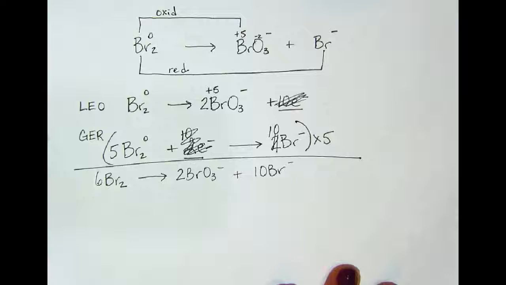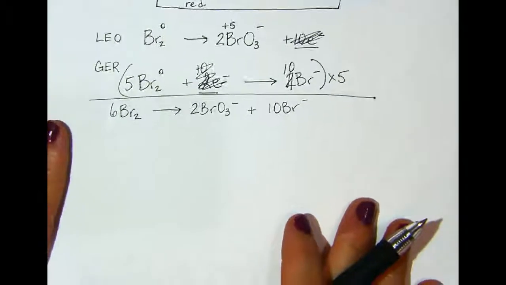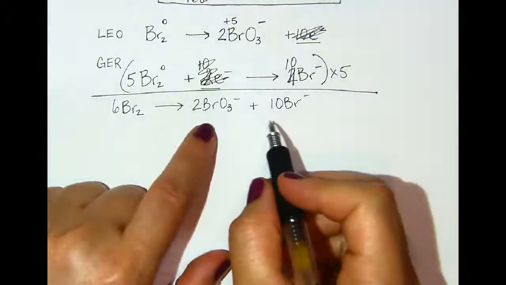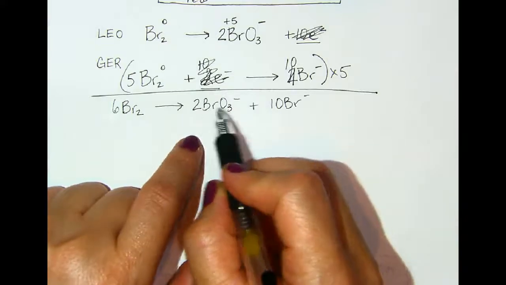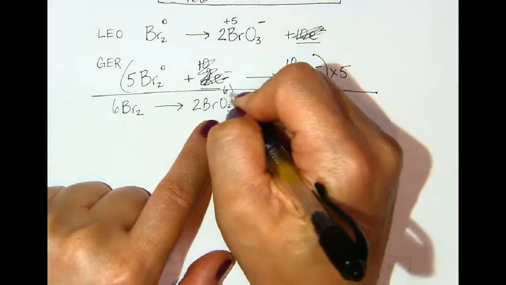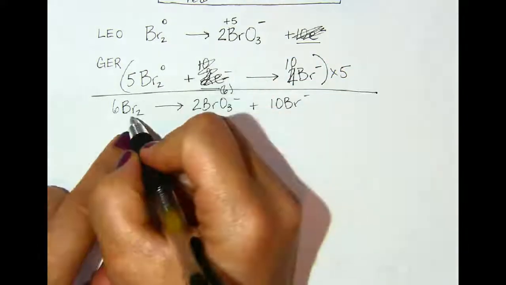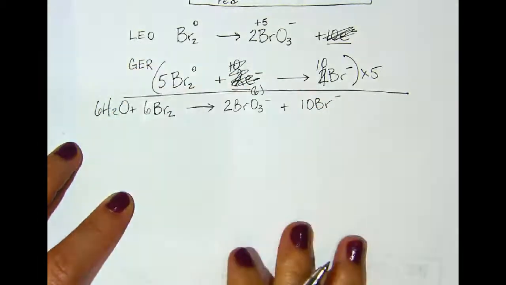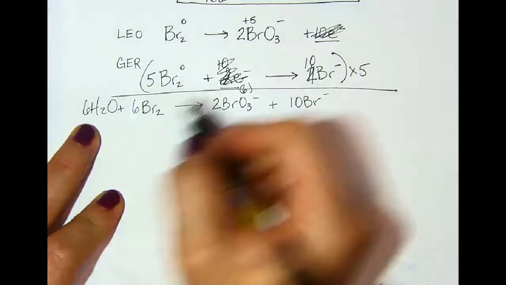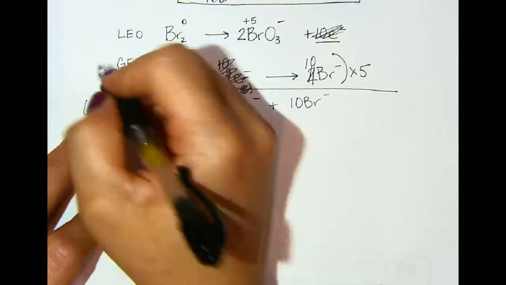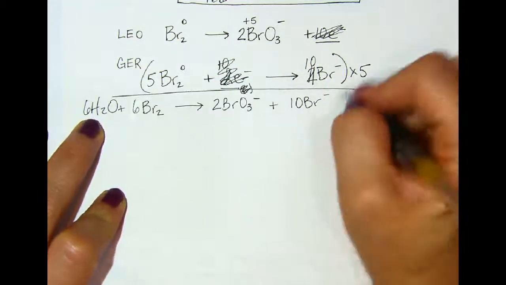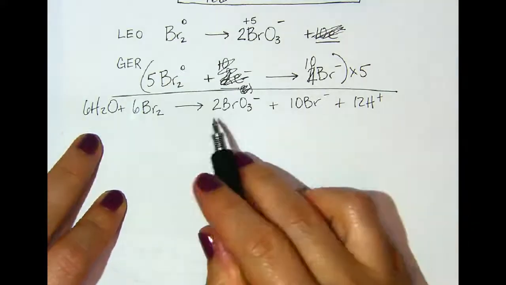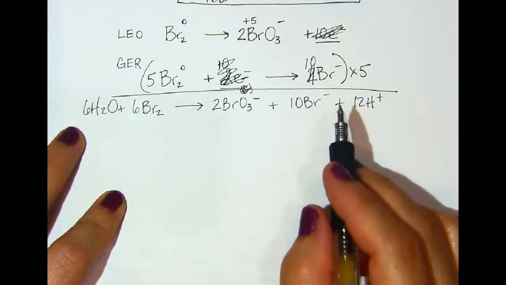Now we're going to go ahead and balance in acidic solution. Remember, we want to end up in basic solution. So let's start by balancing the oxygens. There are 3 times 2 is 6 oxygens on the right, but 0 oxygens on the left. So I'm going to need 6 waters on the left side to balance that. Now, hydrogen. I have a total of 6 times 2 is 12 hydrogens on the left and none on the right. So I need 12 hydrogens to balance that. That is officially balanced in acidic solution.